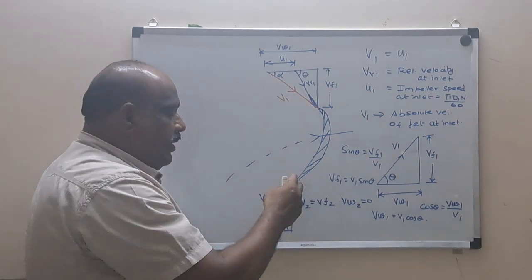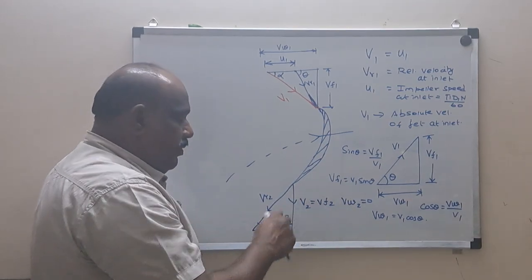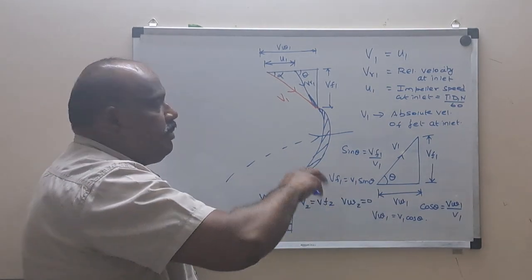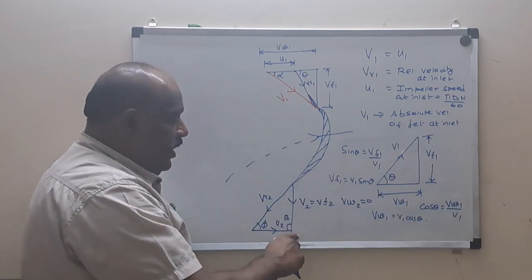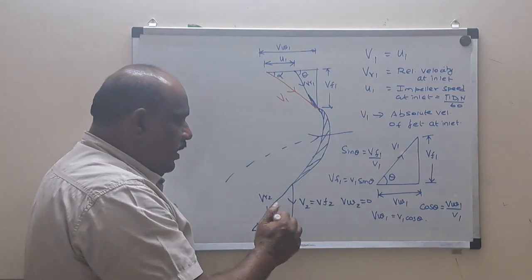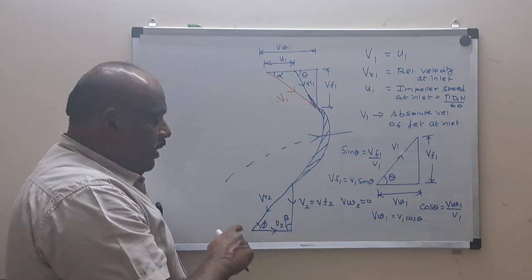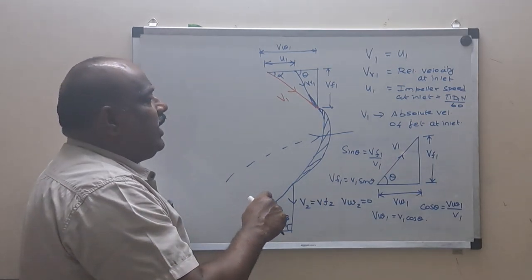Coming to the outlet, we are making V2 vertical, which means there is no whirl component. V2 equals VF2. And U2 will also be in this direction because the blade is rotating like this. So U2 is here. The component which joins V2 and U2 is VR2. The angle between V2 and U2 is beta. The angle between U2 and VR2 is phi, the blade angle or guide vane angle.